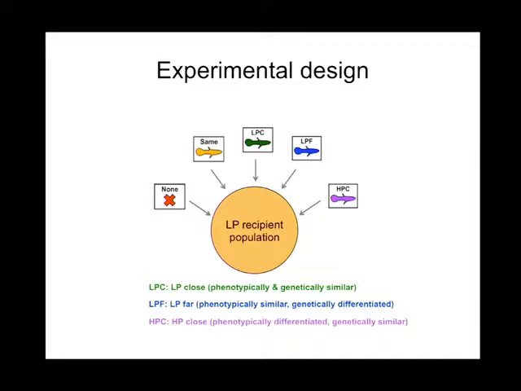We included two low predation treatments. So these immigrants are phenotypically similar to the recipient, but they vary in how genetically different they were, at least based on neutral microsatellite loci. And then one HP treatment where the phenotypes are differentiated from the recipient, but it came from the downstream site, so more neutrally genetically similar. And this is the scenario that mimics the scenario that we had in the wild.